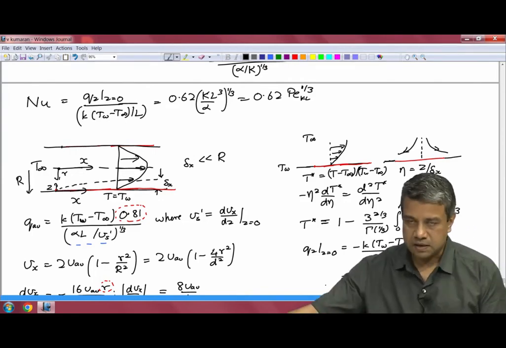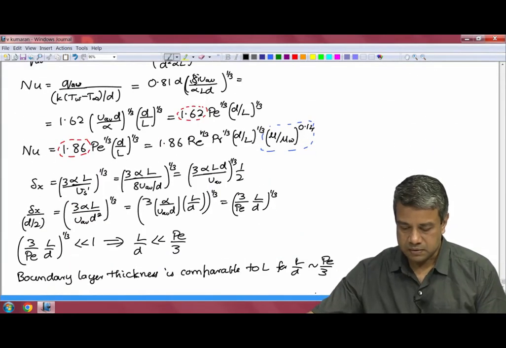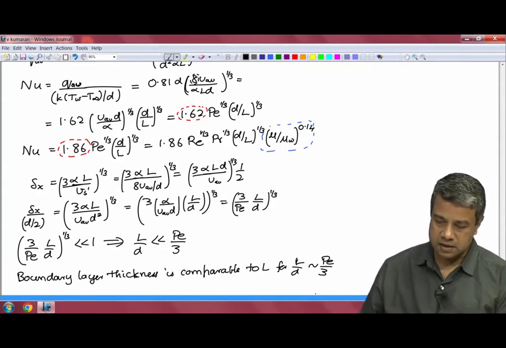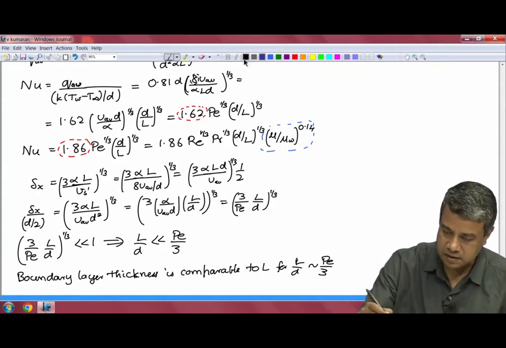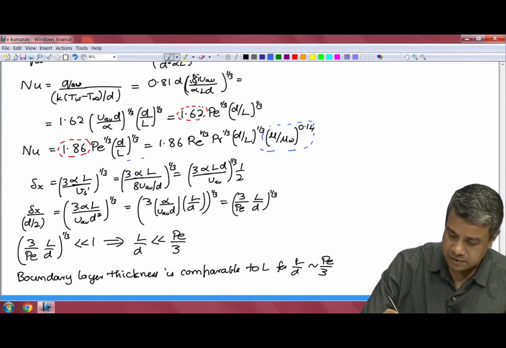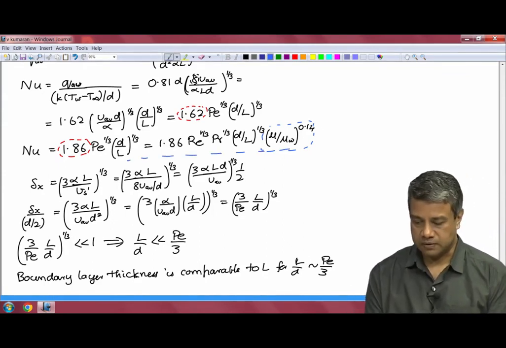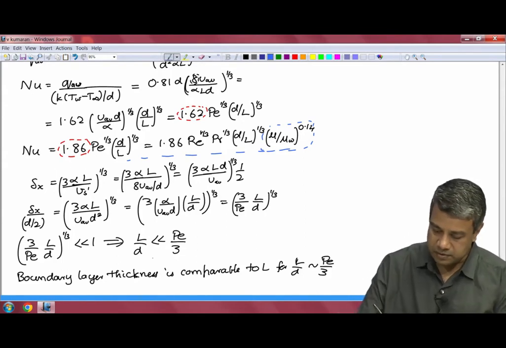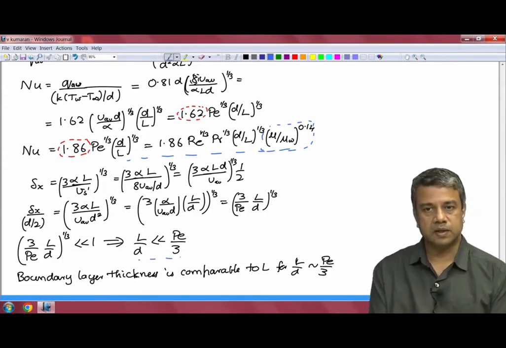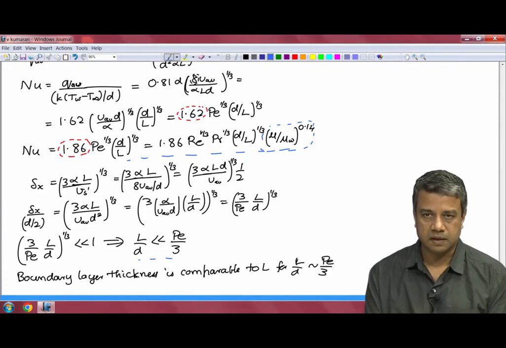So, that is the reason that in correlations you will see that this correlation of this kind is valid only when the length to diameter ratio is less than a maximum value, and that maximum value is comparable to the Peclet number itself, in the limit of high Peclet number.